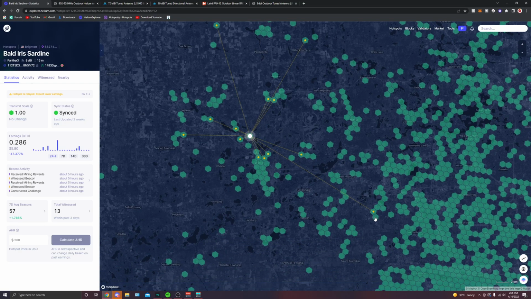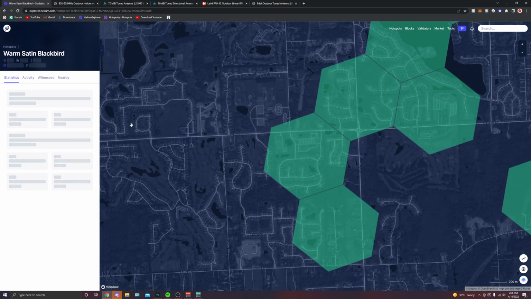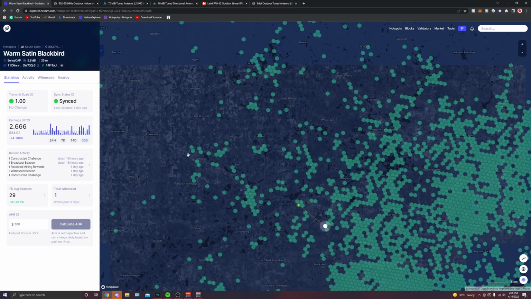I mean, even look, I got this guy way over here. Let's see what this guy's doing. He's only doing 2.6 a month. He's not even mining anymore. Yeah, this guy's not doing too hot. He only has one witness.